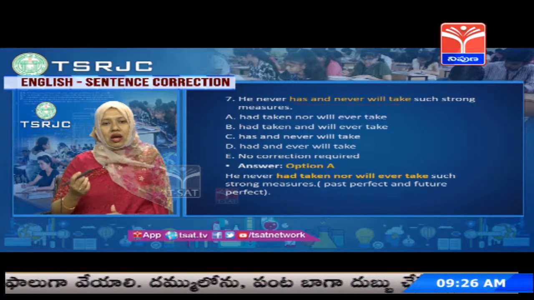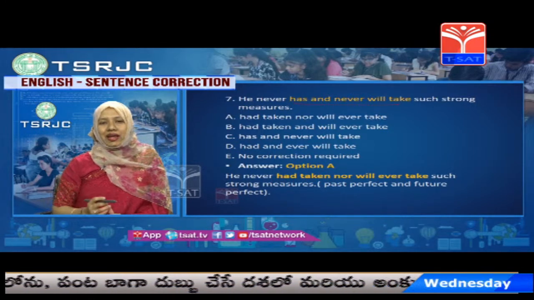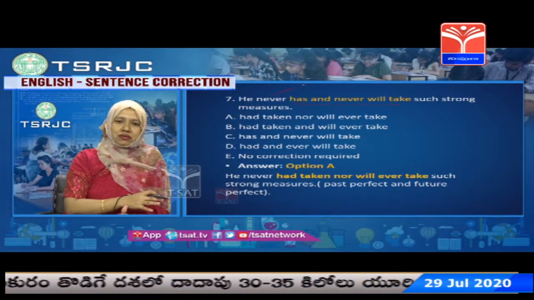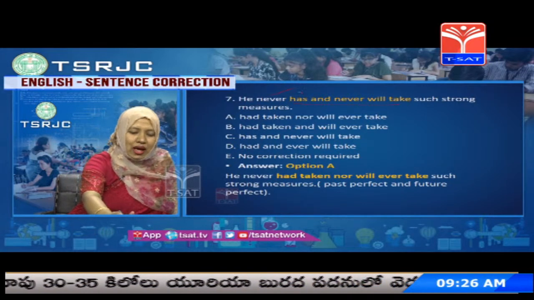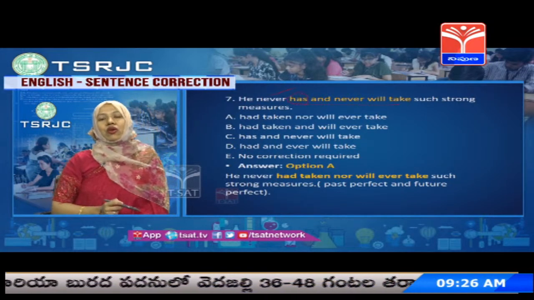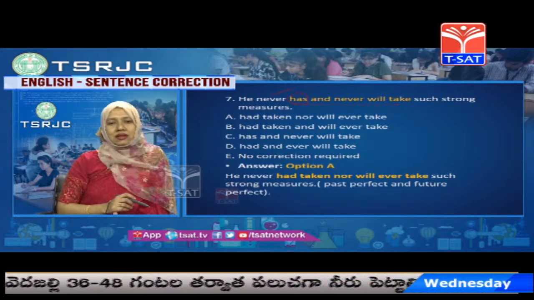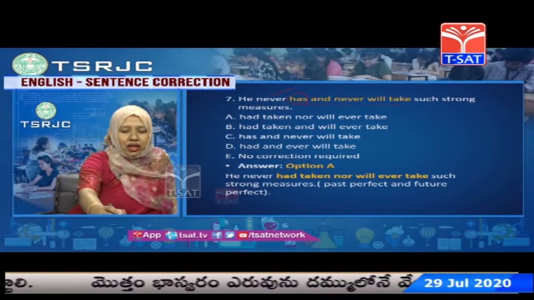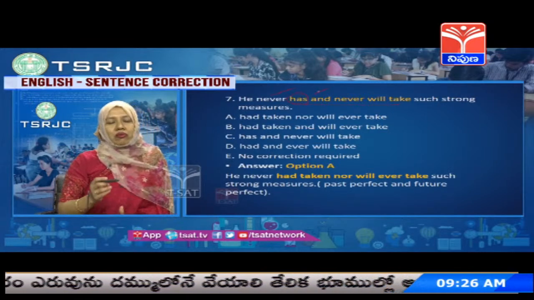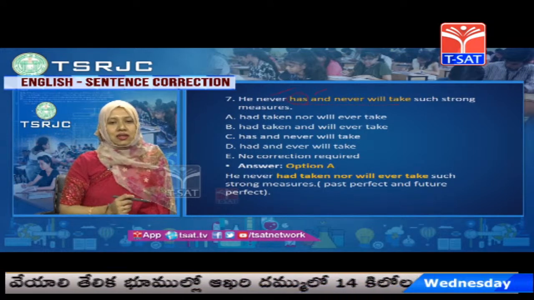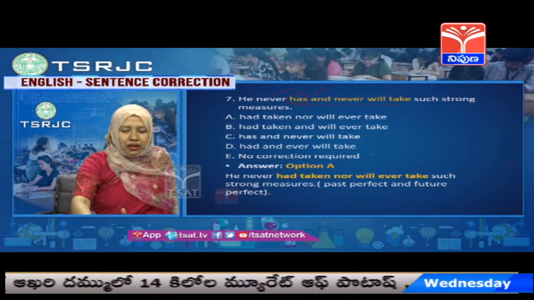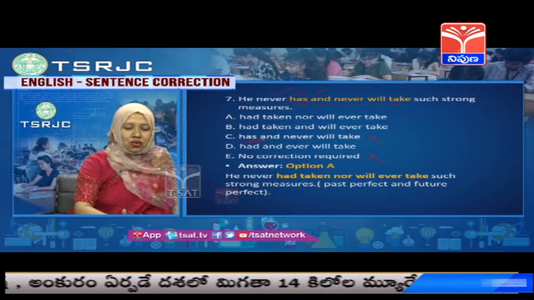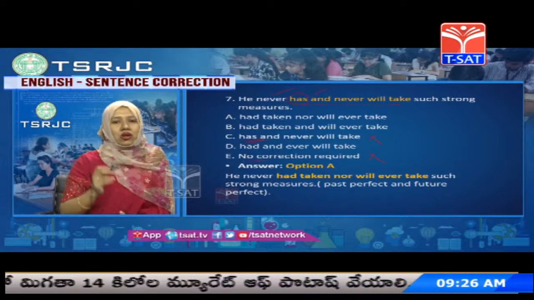Now how to identify the mistake? He never, never is used. So never means something in the past. You cannot use has. When you are talking about the past, you cannot use the helping verb has, the have form of verb. You should use past tense. The past form of have is had. So we can eliminate this one, and option C, as has is used, this is wrong, and no correction required is wrong. Two options are eliminated.